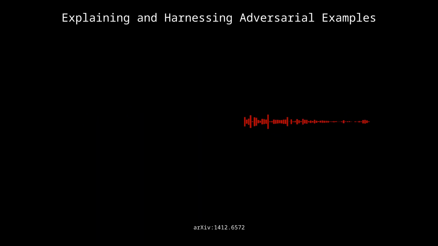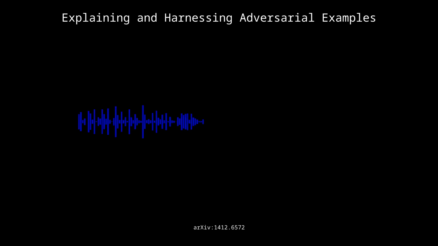That needs a whole bunch of different solutions. Exactly. And this paper, explaining and harnessing adversarial examples, gives us a solid starting point. It helps us really understand why these adversarial examples exist and how to make them. It gives us the knowledge to see them coming and deal with them.